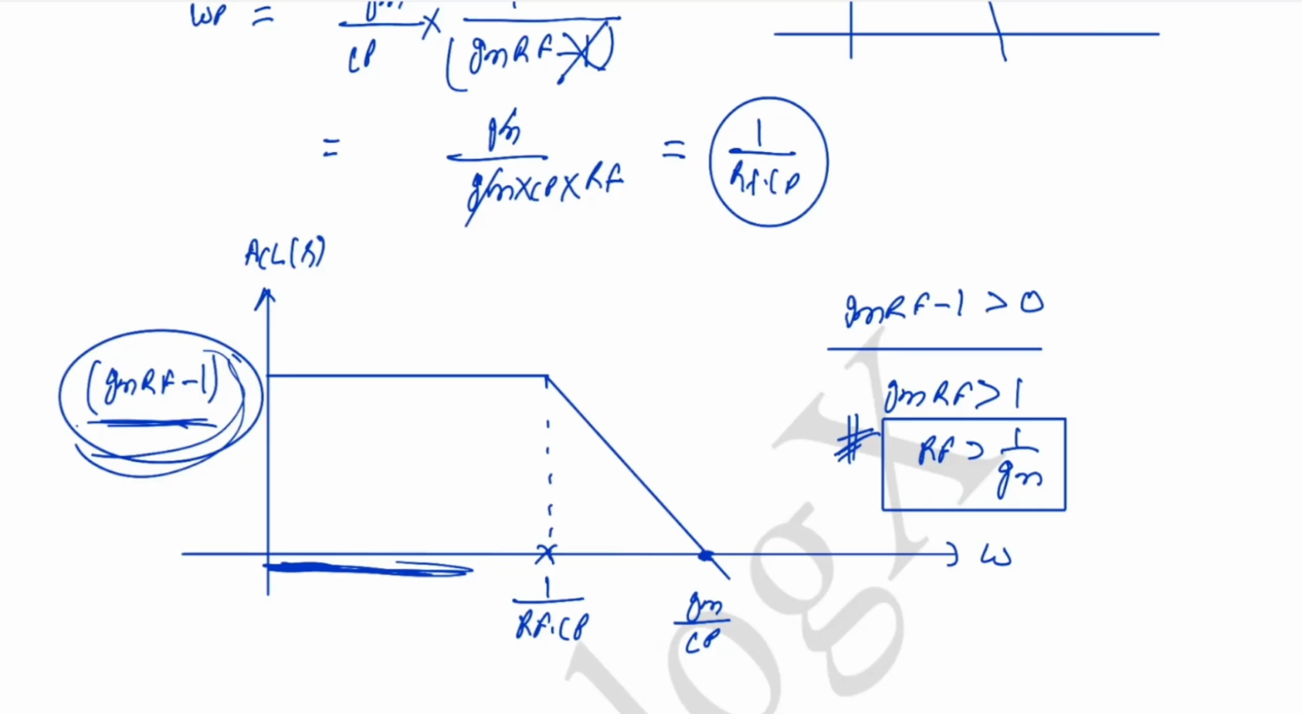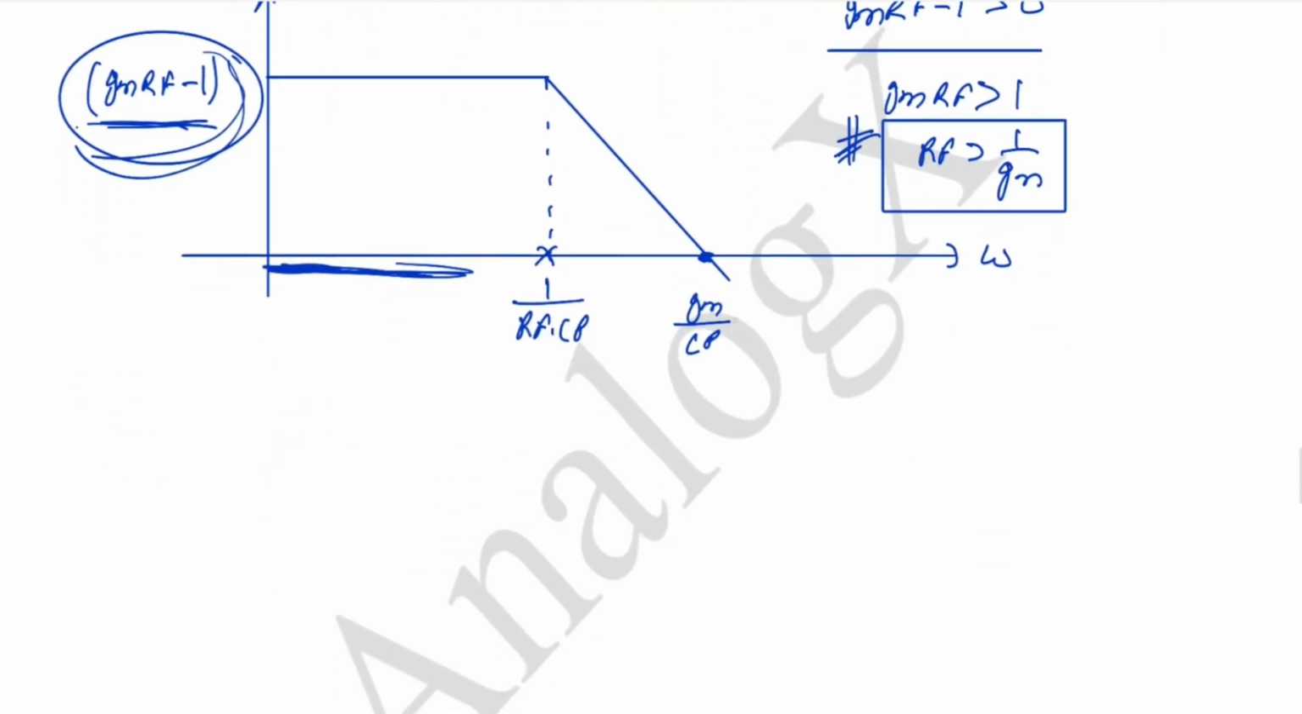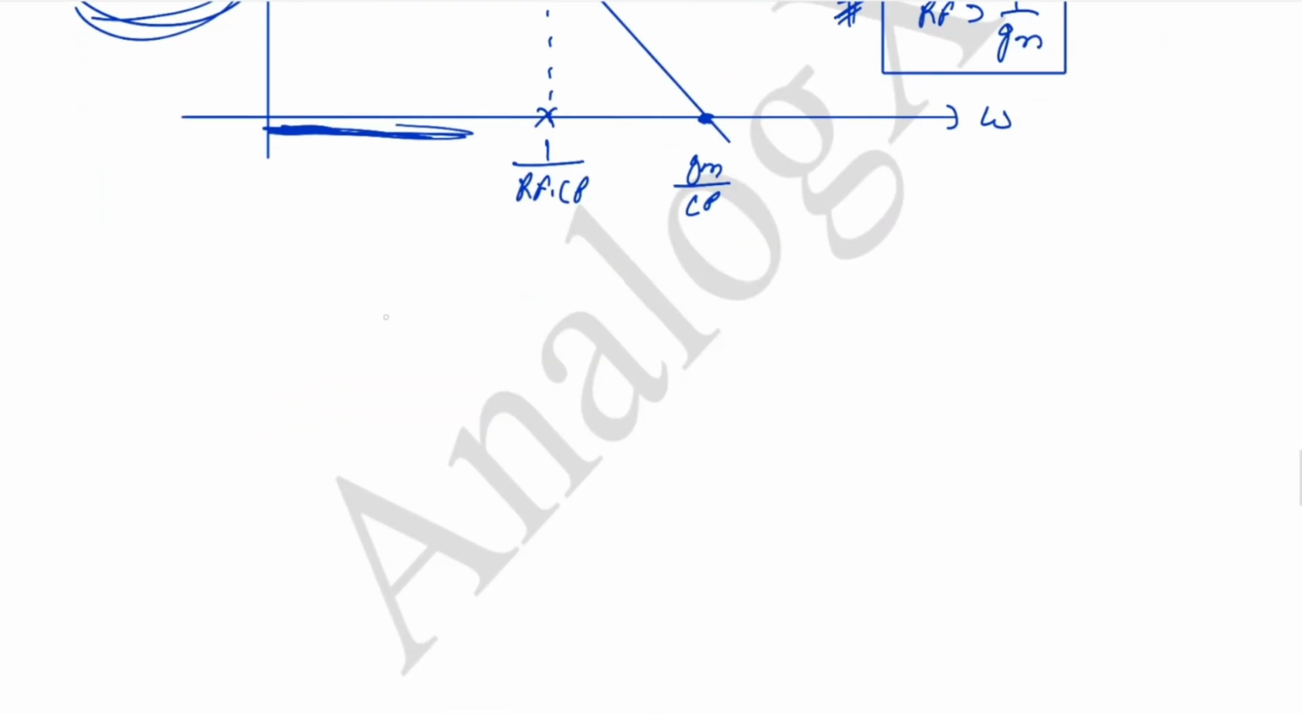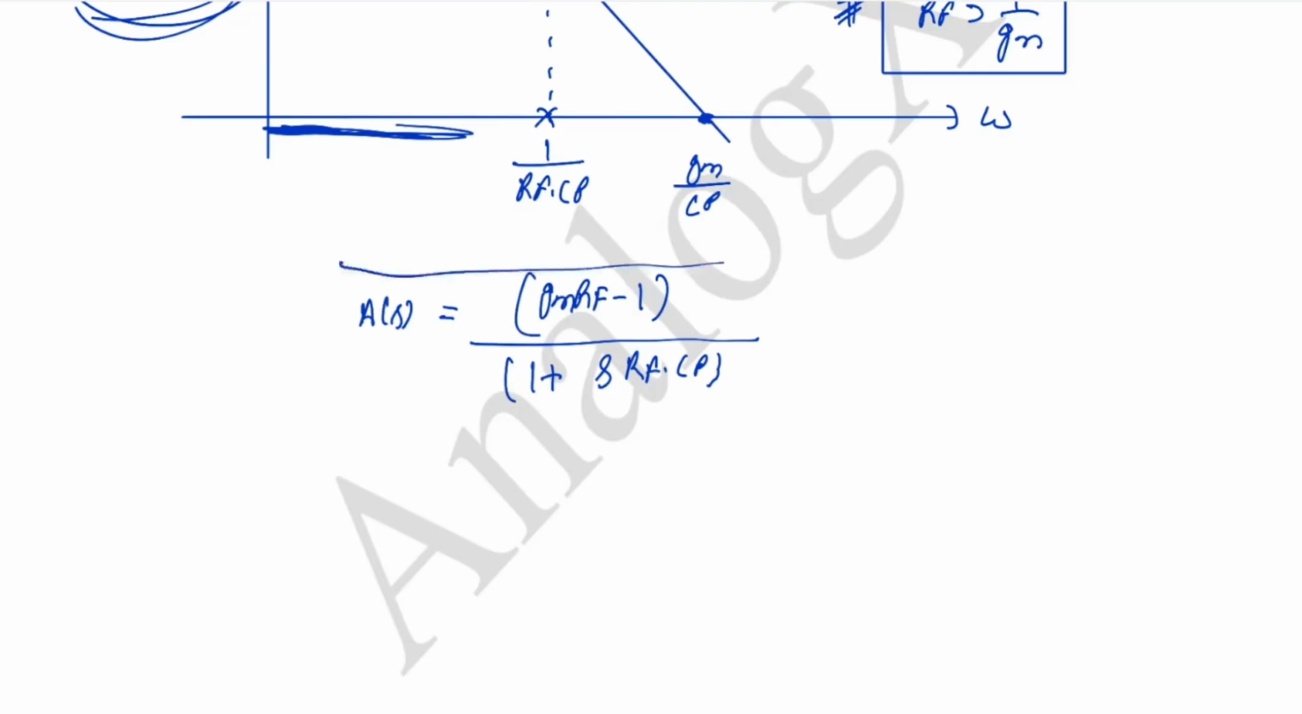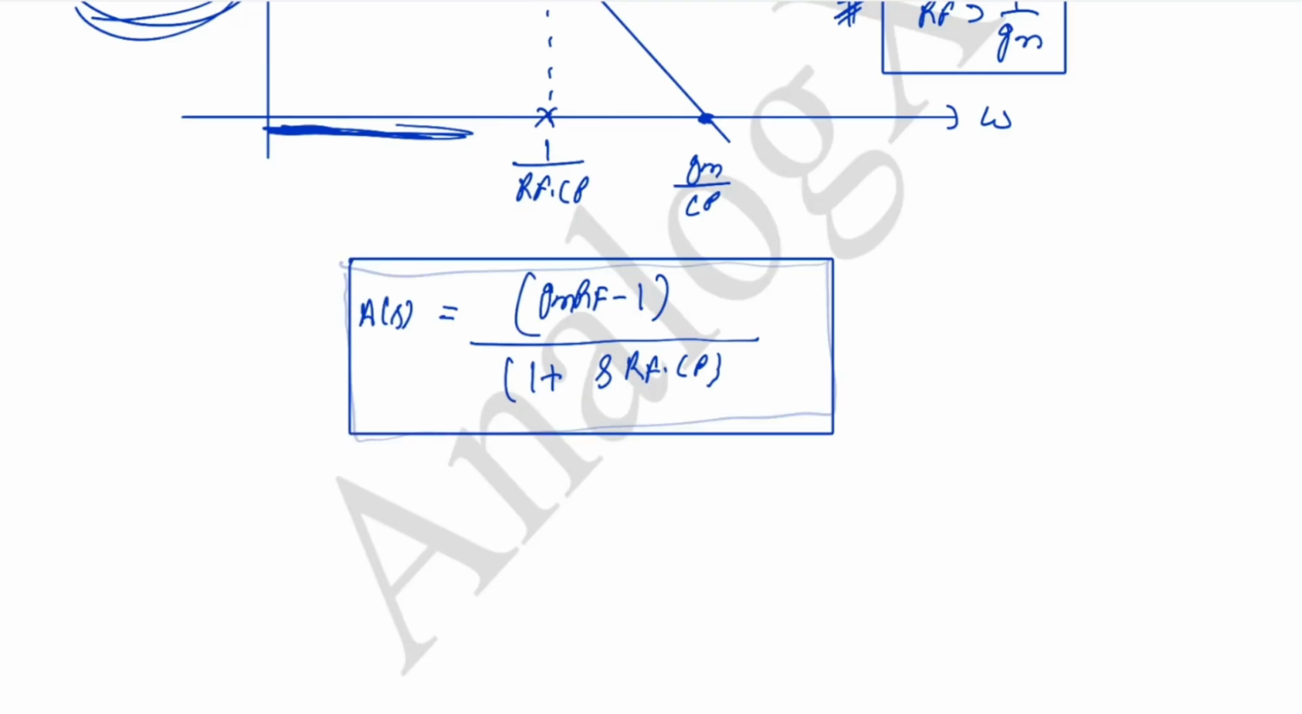Okay, first problem. So let me write the complete transfer function. That will be A(s), which is GM RF minus 1 divided by 1 plus s by omega P. So omega P is RF into Cp, so that is RF into Cp. So this is our transfer function.